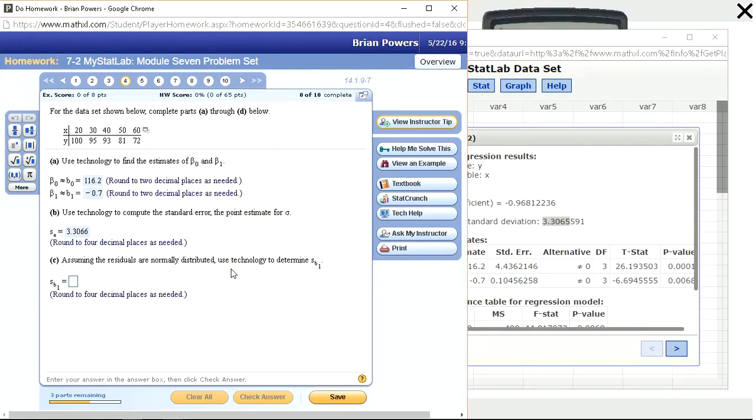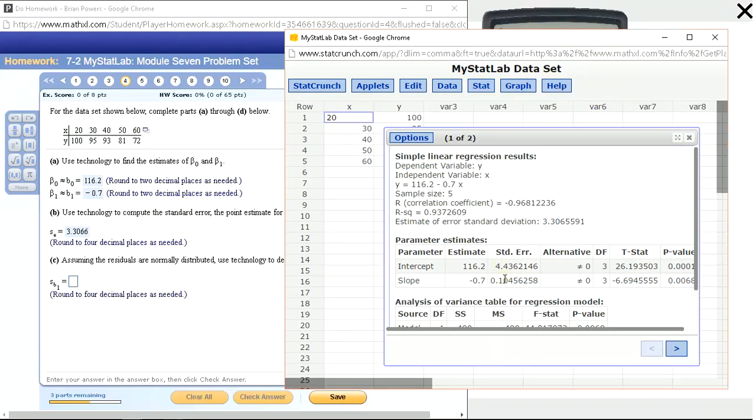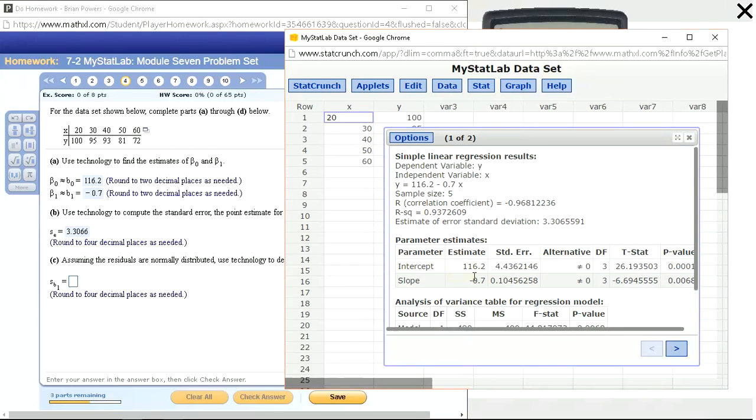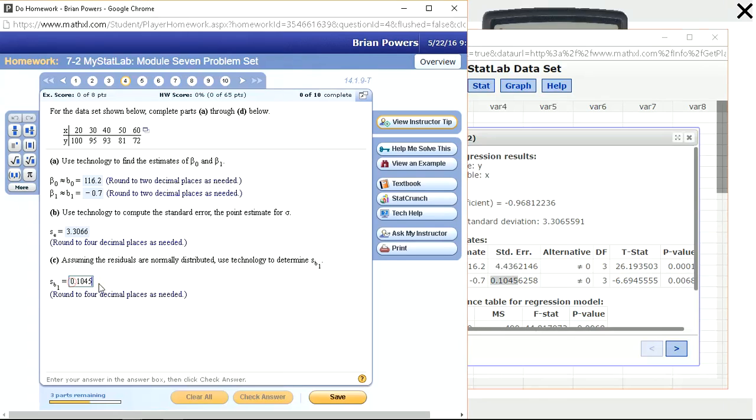Assuming the residuals are normally distributed, use technology to determine the standard error of beta 1. This is actually given right here. Estimate the standard error to determine the sample standard error of b1. That's the slope, and it's given right here, to 4 decimal places. That's the standard error for the slope coefficient, and I have to round that up to 6.